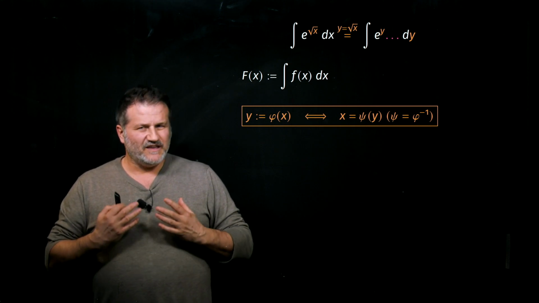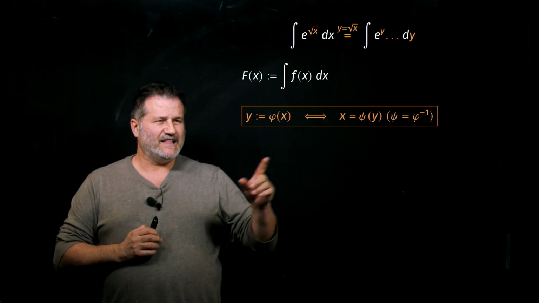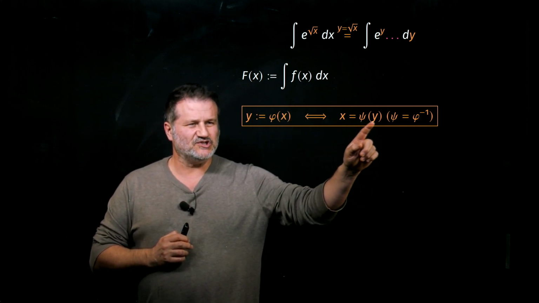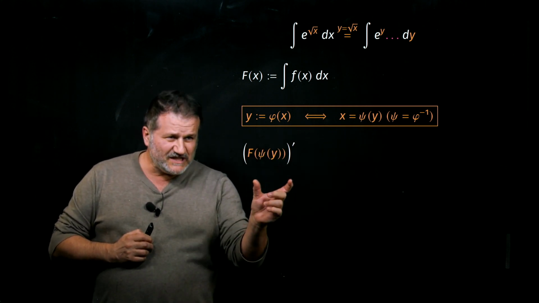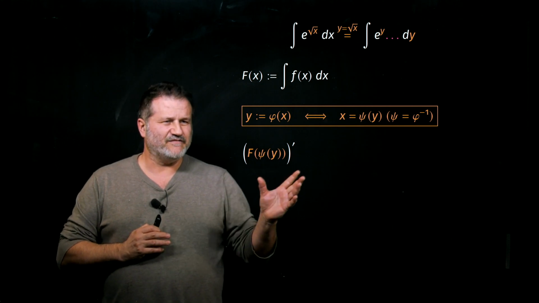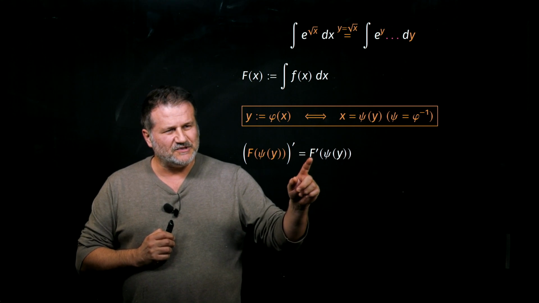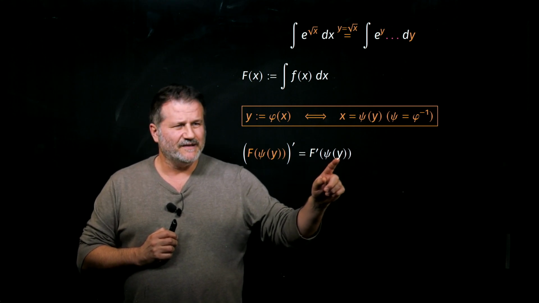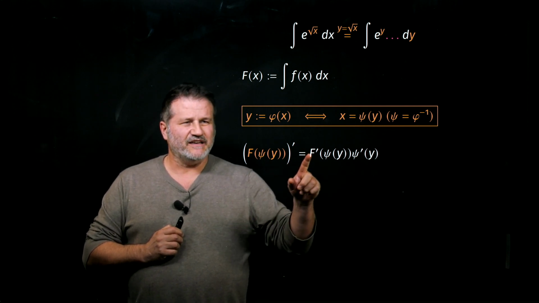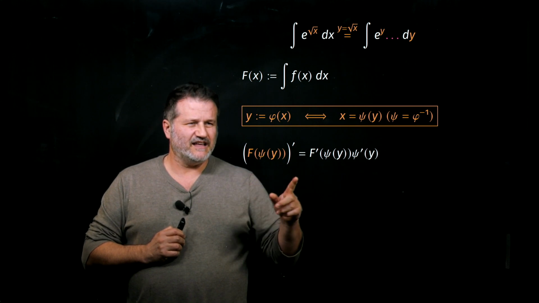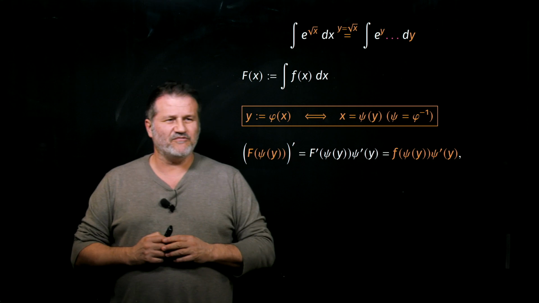Okay, so now the remark is the following. If we take a primitive of little f, and we evaluate it at the x that corresponds to y through this change of variable, so at psi of y, and we differentiate this quantity, we get the following. By the chain rule, the derivative of this is the derivative of capital F, evaluated at psi of y, times the derivative of the argument, psi prime of y. But since capital F is supposed to be a primitive for little f, here we have little f at psi of y times psi prime of y.